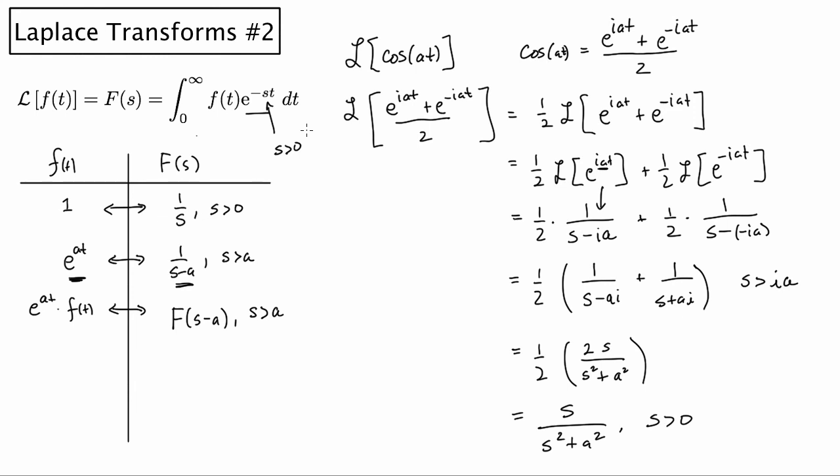Alright? So we have a new transform pair here, and that is cosine of at. Its transform pair is s over s squared plus a squared. True for s greater than 0. And similarly, I could look at the sine of at, and sine of at, its transform turns out to be a over s squared plus a squared. And that's also true for s greater than 0. So we've actually made a lot of mileage here. We have several different formulas at work here for us.